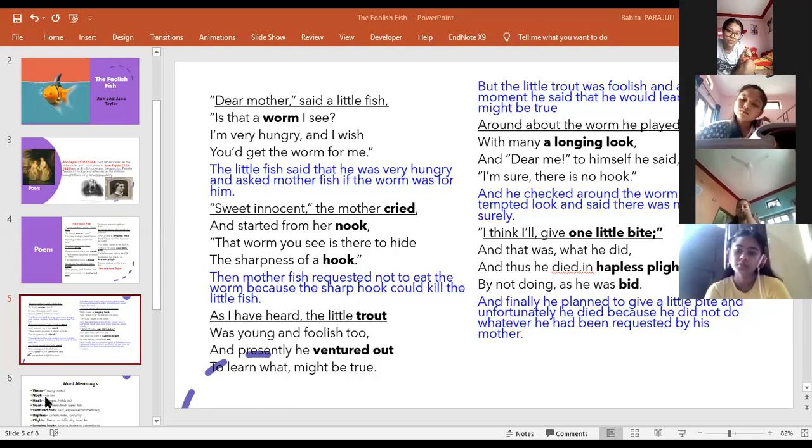By not doing what he was bid. How did he die in the end? He died because he did not do what he was requested, what he was said, what he was proposed by his mother. So finally he planned to give a little bite, and unfortunately he died because he did not do whatever he had been requested by his mother. So this happened in this poem.